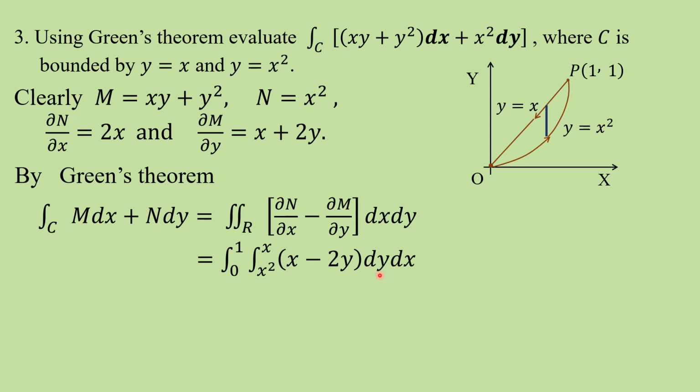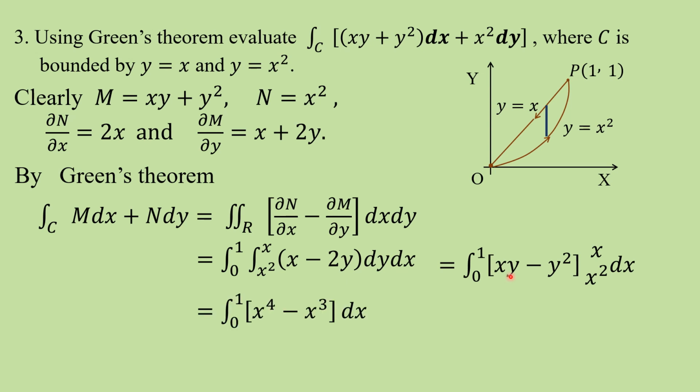First with respect to y, between the limits y equal to x square to x. The integral of x with respect to y is xy because x is a constant, minus 2 times the integral of y, which is y square by 2, that gives xy minus y square. Apply the limits, upper limit x minus lower limit x square. We get x square minus x square, the upper limit cancels, minus of x square into x, that is x cube, minus x cube, minus of minus, plus x power 4.